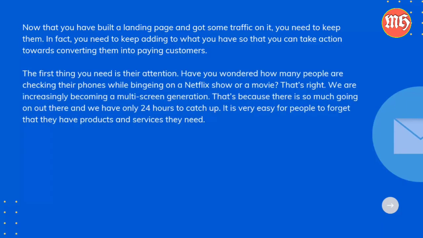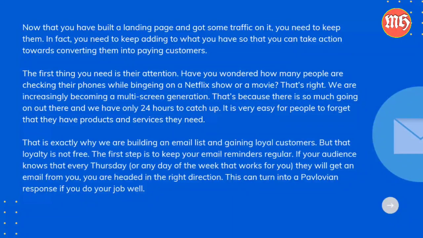Have you wondered how many people are checking their phones while binging on a Netflix show or a movie? That's right. We are increasingly becoming a multi-screen generation. That's because there is so much going on out there, and we have only 24 hours to catch up. It's very easy for people to forget that they have products and services they need. That is exactly why we are building an email list and gaining loyal customers. But that loyalty is not free.